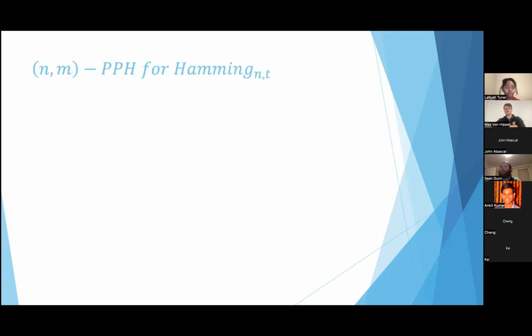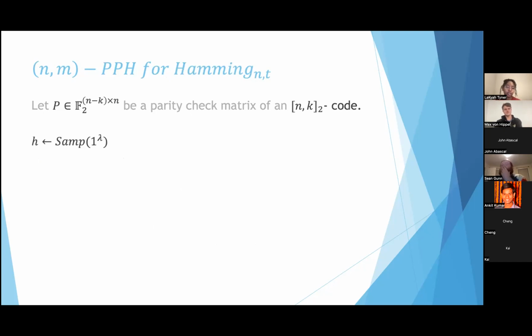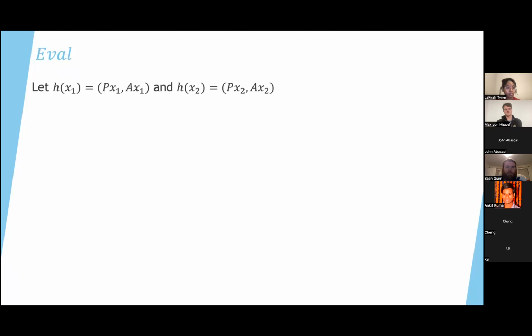All right, so a little bit more formally, an R2P2H, or a property preserving hash for Hamming. We let P be the parity check matrix of an (n, k, 2t) error correcting code. Using that sample algorithm that I described earlier, we sample our hash function A and define H of X to be P times X and A times X. So let H of X1 be defined as PX1 and AX1, and then H of X2 we define similarly.